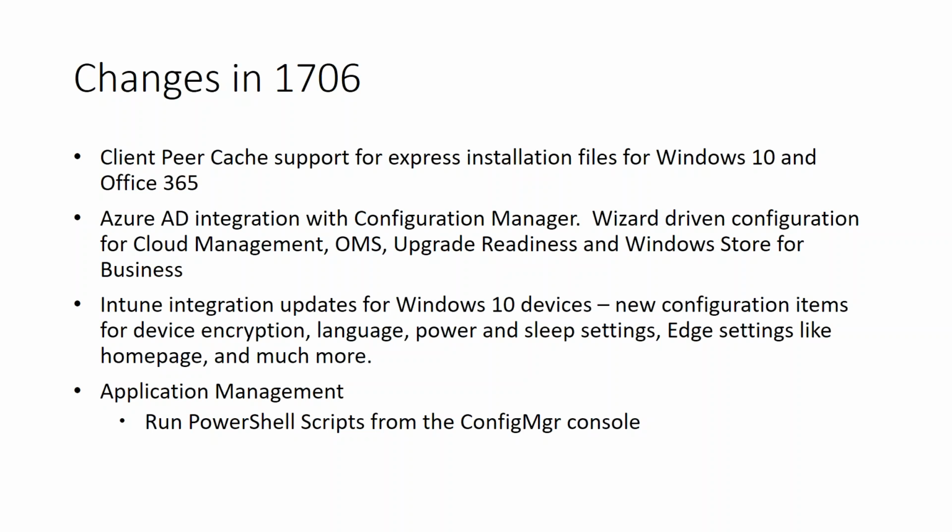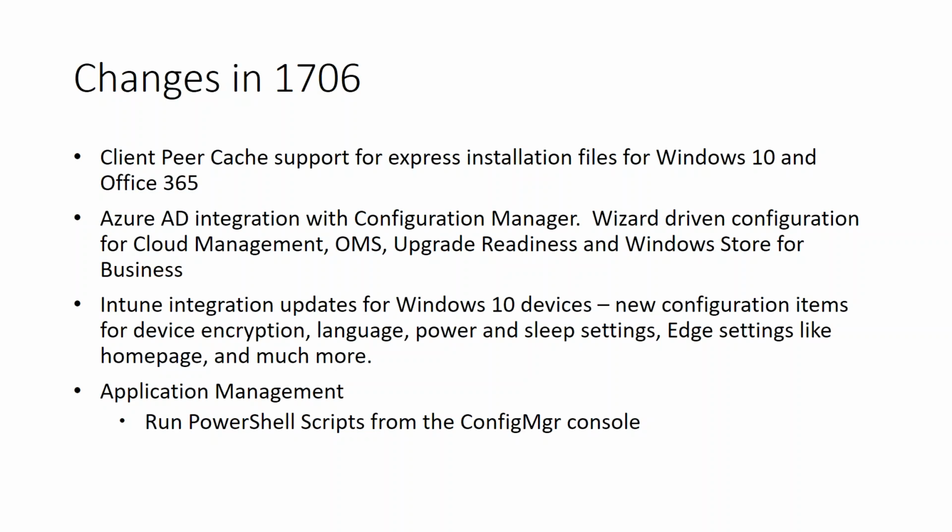So at the top, client peer cache support for express installation files for Windows 10 and Office 365, right? Peer cache was introduced by Microsoft in SCCM. In the last couple of branches it was in preview, and now being able to use that for express installations for the Windows 10 and Office 365 deployments is a big thing, right?